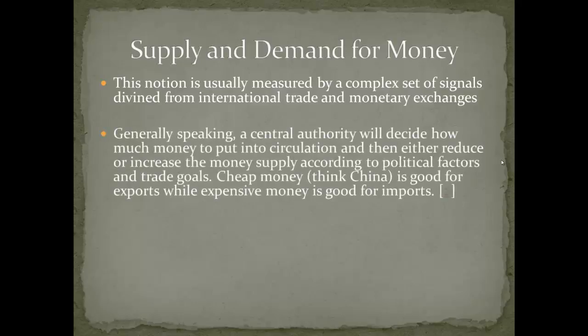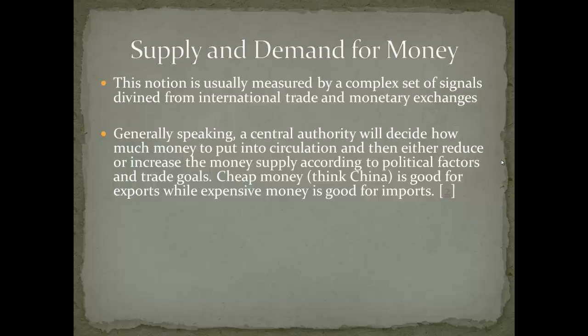But what we will say is, generally speaking, for any currency that is fiat-based, there's usually a central authority that will decide how much money to put into circulation. And they do this based upon certain benchmarks. So they'll say, what do we want our interest rates in society to be? What do we want our employment levels in society to be? And they're either going to increase the money supply or contract the money supply to achieve these political factors.